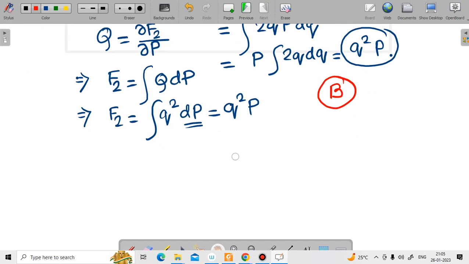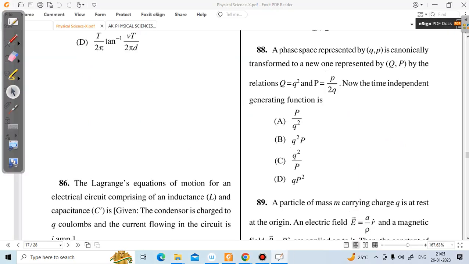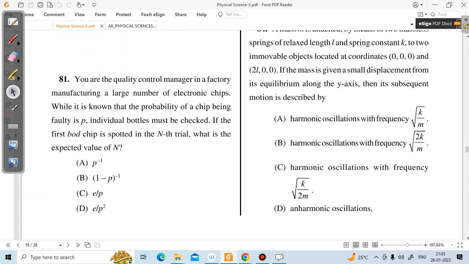It's a pretty simple problem, but a very interesting problem. So let's do another problem.